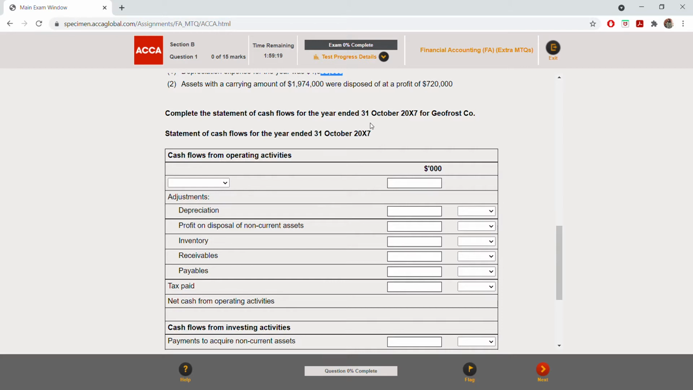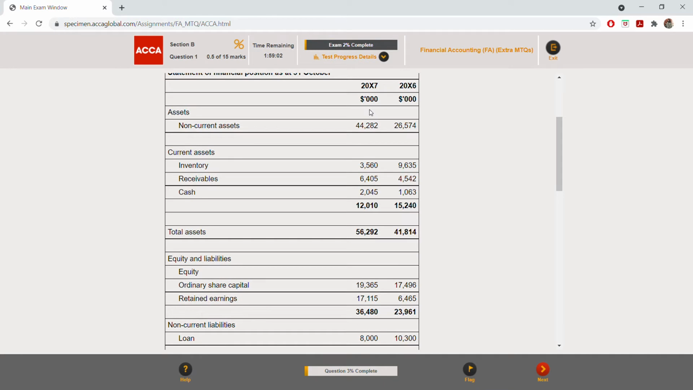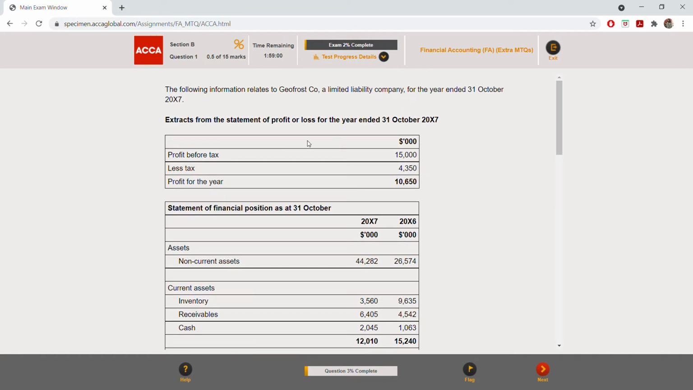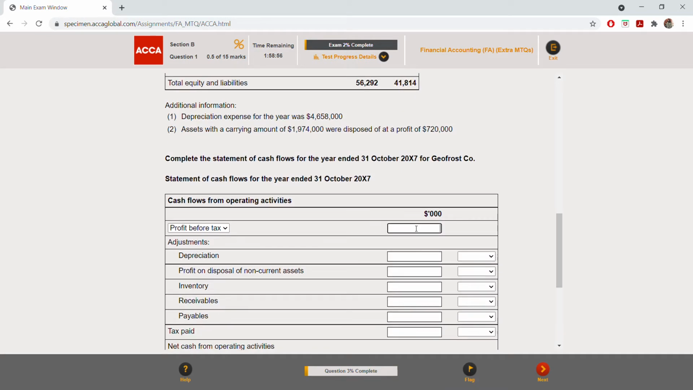Okay, so the first one will be profit before tax or profit after tax. Here's profit before tax, right? You adjust profit before tax. Okay, how much is the profit before tax? You will see from here, profit before tax 15,000. So you're going to write 15,000.